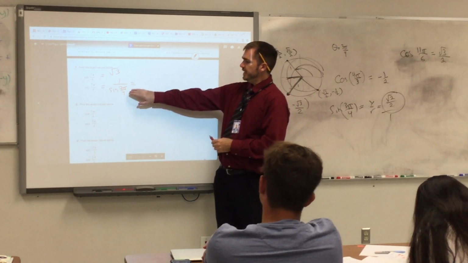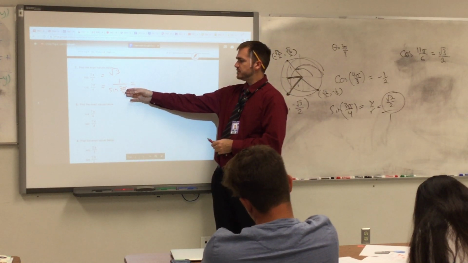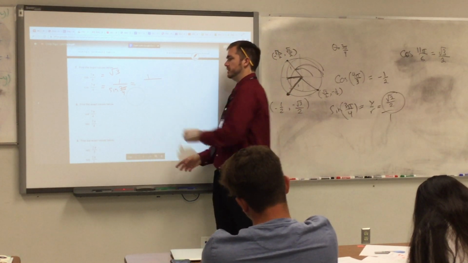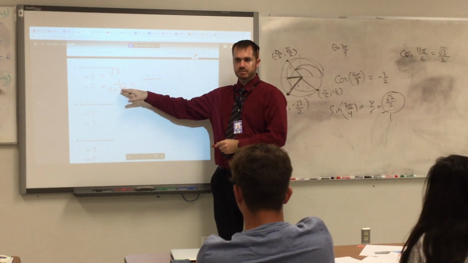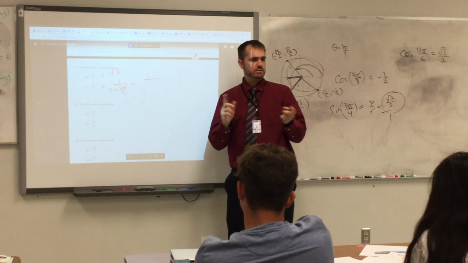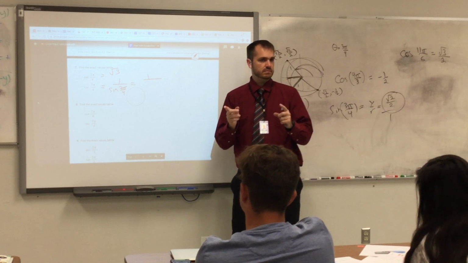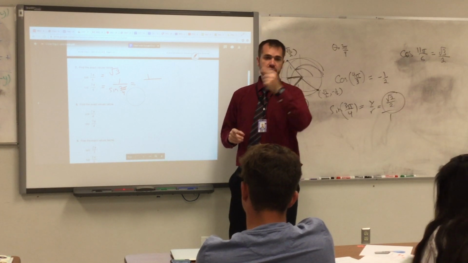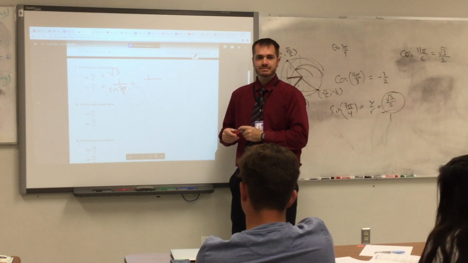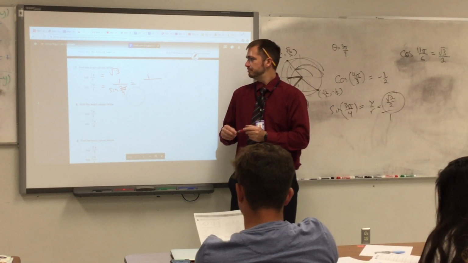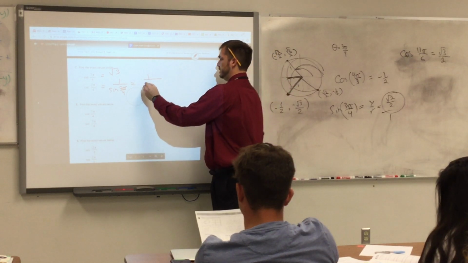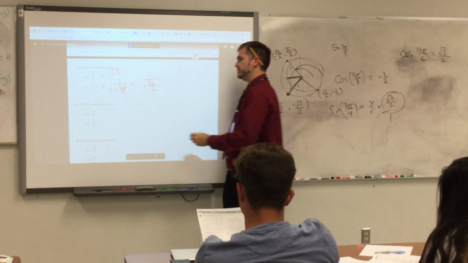Alright, so if we have on our unit circle 7 pi over 4, and we want to know the sine of 7 pi over 4, what are we looking at, folks? The x or the y value? Looking for the y value. Do you have it? Negative root 2 over 2.